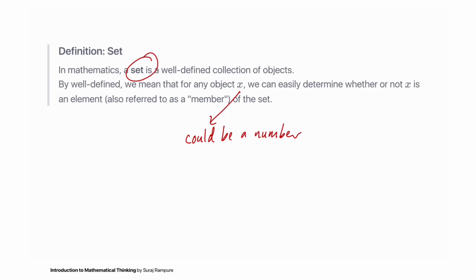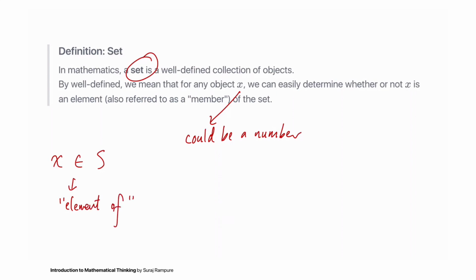So for example, the set of students in this class is well-defined because we can easily check if any student in Berkeley is in this class. I just look and see, are they in lecture? Okay? To write this in mathematical notation, if x is any element, and S is a set, the way we write x is part of the set is with this notation. This means element of.